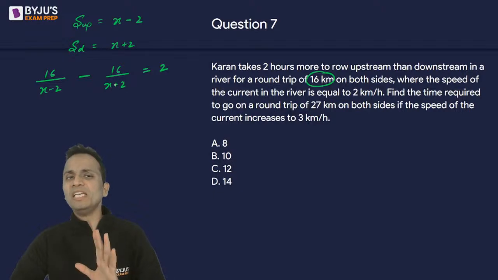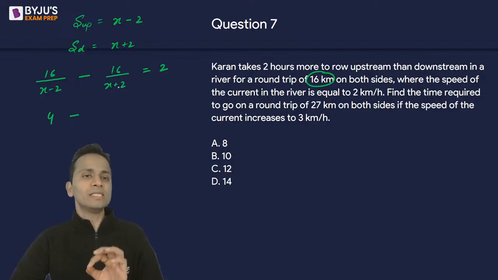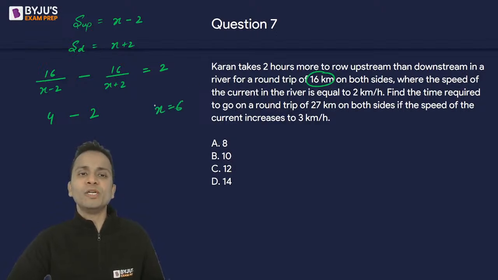Fraction value, leave that. Put x as 6. 6 minus 2 is 4. So 16 upon 4 is 4, minus... If x is 6, then 6 plus 2 is 8. 16 divided by 8 is 2. 4 minus 2 is matching the right hand side. So you can say that the value of x should be equal to 6.